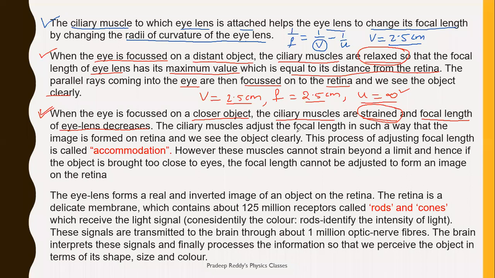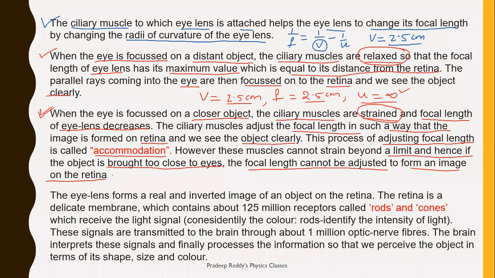The ciliary muscles adjust the focal length in such a way that the image is formed on the retina and we see the object clearly. This process of adjusting the focal length of the eye lens is called accommodation. However, these muscles cannot strain beyond a limit, and hence, if the object is brought too close to the eyes, the focal length cannot be adjusted to form an image on the retina.